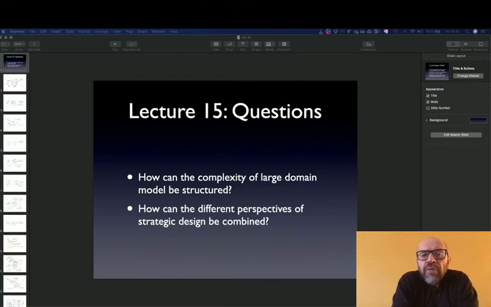Hello, for lecture number 15, we are going to address two aspects. So you still focus on the domain-driven design and modeling the domain model. And the first question is related with the complexity of a large domain model. How can we structure this complexity?